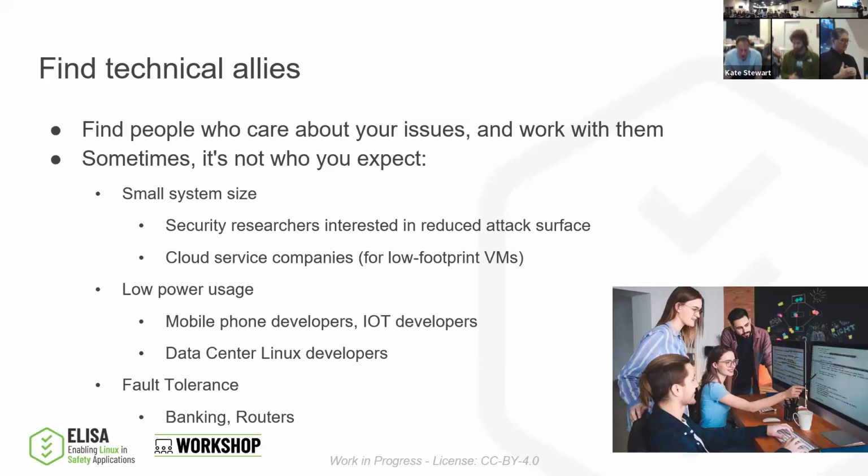In terms of low power usage, it's obvious: mobile phones. Everybody wants their phone to last longer. IoT people want their devices in the field to last longer. But it turned out that the data center people are running gigawatts of power. They're now talking about building nuclear plants specifically to power data centers, and they have the same level of concern about power usage, which is really interesting. So you need to look for those people who you may not assume have the same interests, but technically they do.